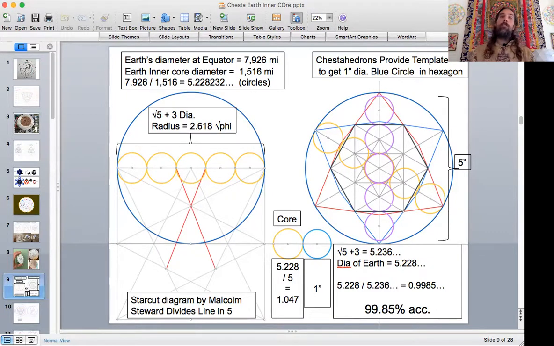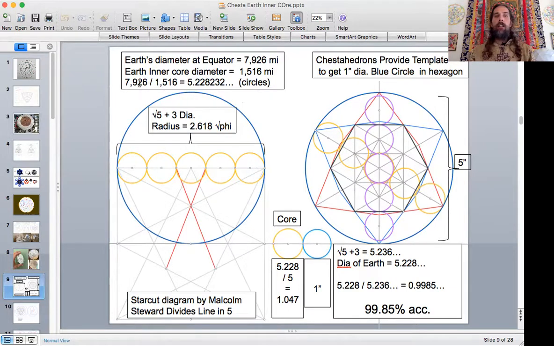But I went with 7,926, which is actually on the Wikipedia site or some search I did. It says that's a diameter at the equator. The poles, it's a little shrunken. And then you have the median value somewhere in between. And then I found out the inner Earth core diameter, which was 1,516. So I was just like, how many circles would it take me to fill up this Earth, right?